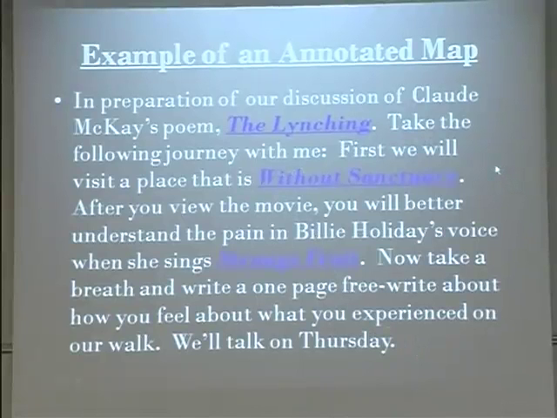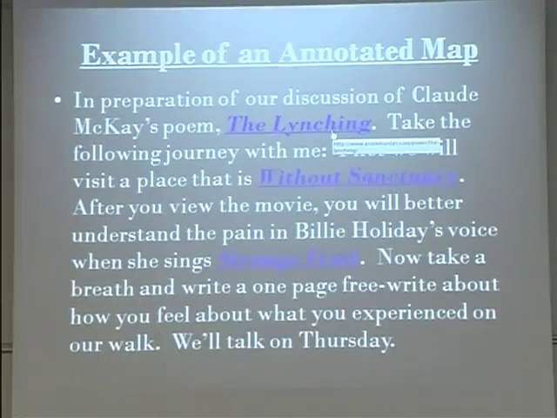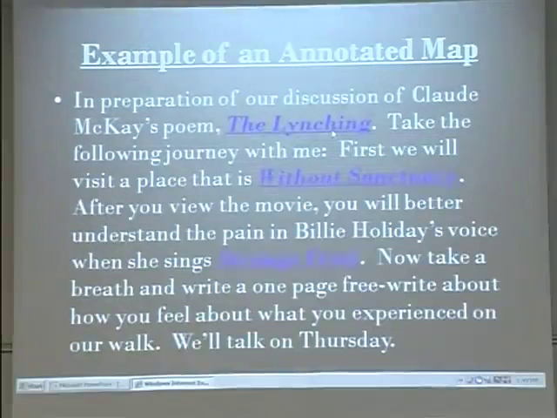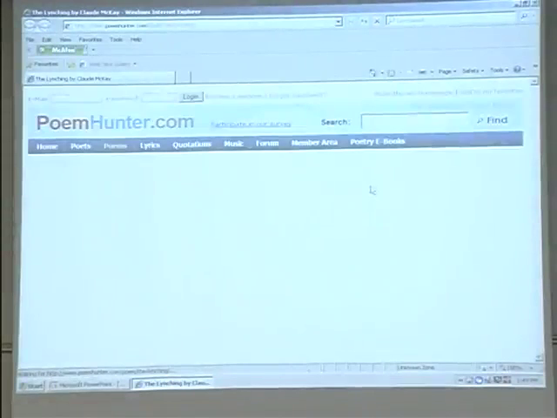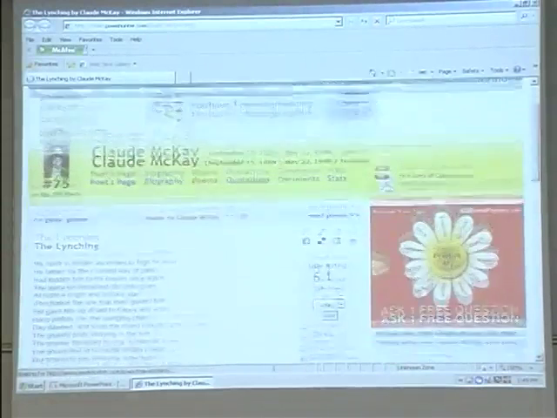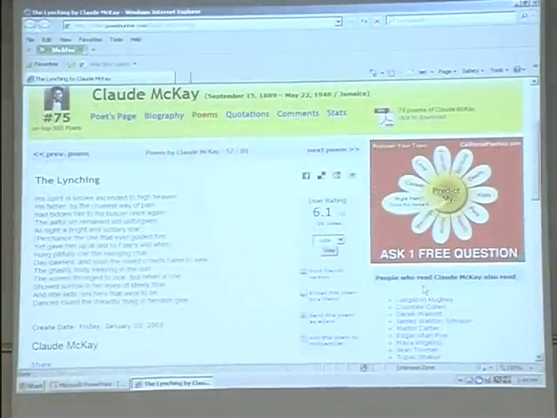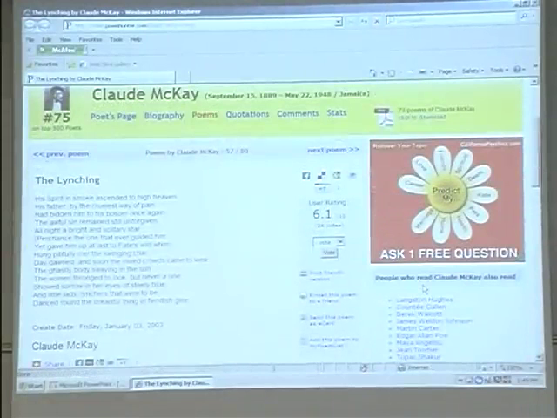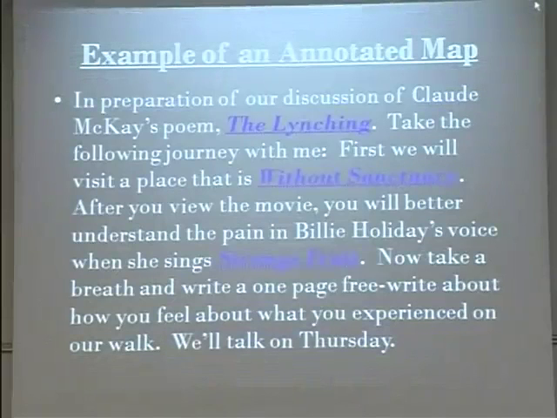So in preparation for our discussion of Claude McKay's The Lynching, okay, the poem The Lynching, and there's the poem, because even if it's in their book, I want to make sure that they have it right there at their little fingertips, and they can minimize it, pull it back up, do whatever they want to do. Okay, so we're going to be discussing this.